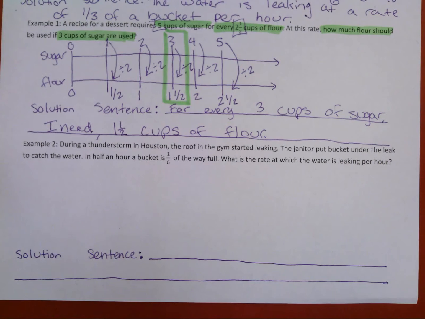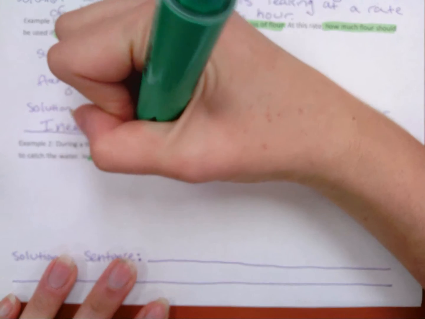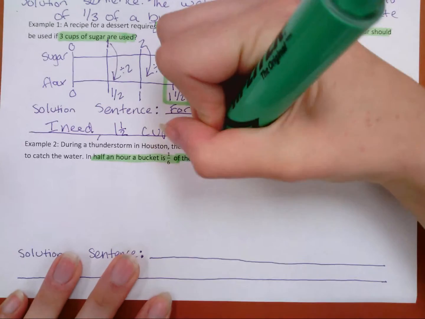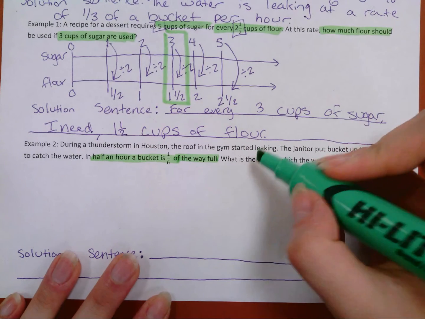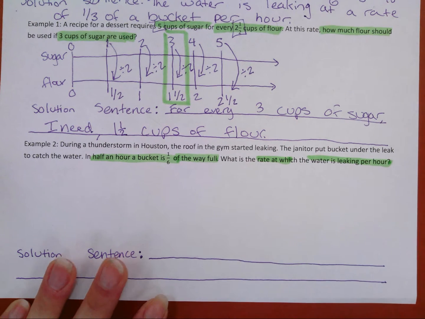Example 2. I'm going to read it and I want you to underline the important information here. During a thunderstorm in Houston, the roof in the gym started leaking. The janitor put a bucket under the leak to catch the water. In half an hour, a bucket is 1/6 of the way full. What is the rate at which the water is leaking per hour? Okay, so you should have highlighted or underlined: in a half an hour, a bucket is 1/6 of the way full. And then the question is asking what is the rate at which the water is leaking per hour.